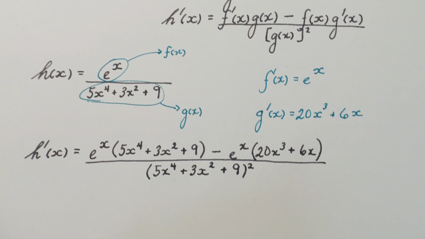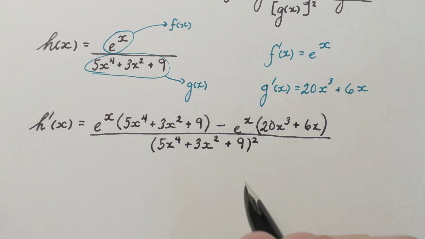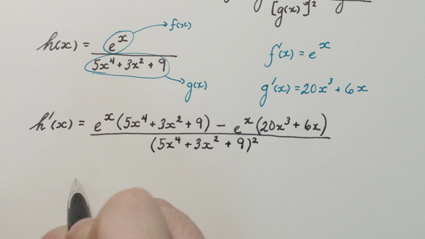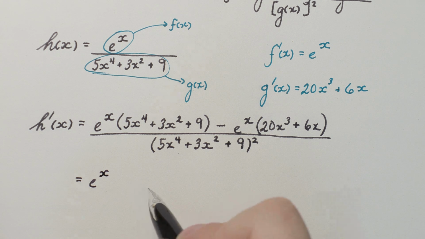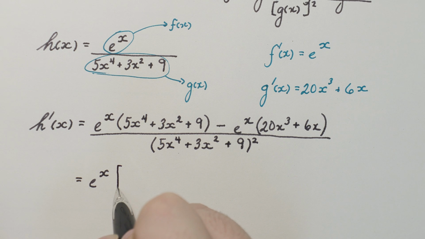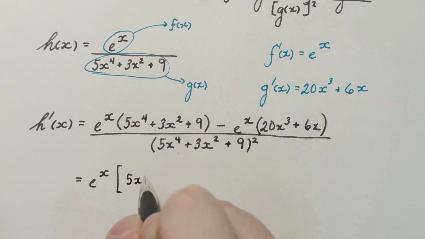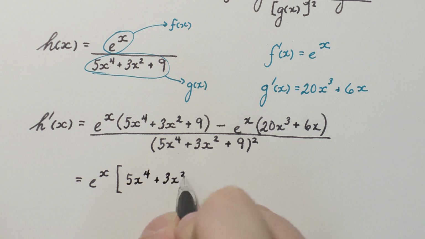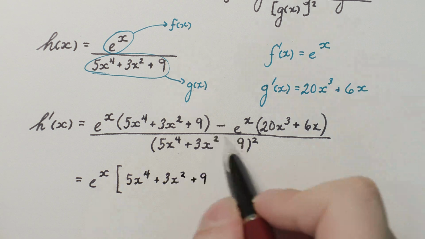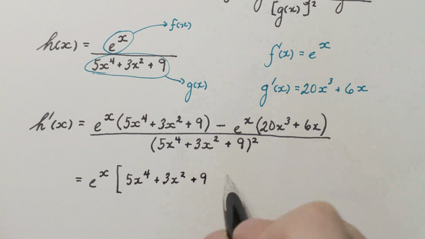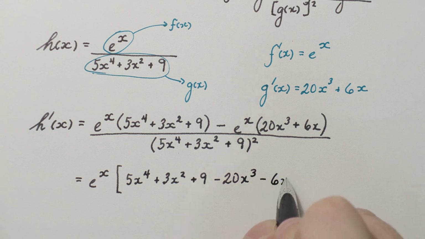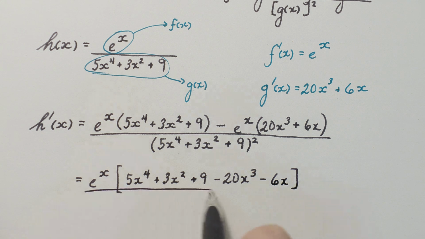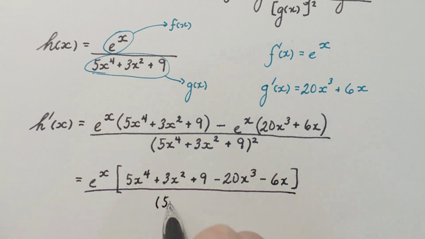And we could neaten this up a little bit. So I mean, you could factor this out. So what you would get is e to the x. We can factor that out, so that I'm left with 5x to the fourth plus 3x squared plus 9. Now I have this minus here, so this means that I'm going to have a minus here and a minus here as well. So I have minus 20x cubed minus 6x. And that's all divided by that bottom function squared.